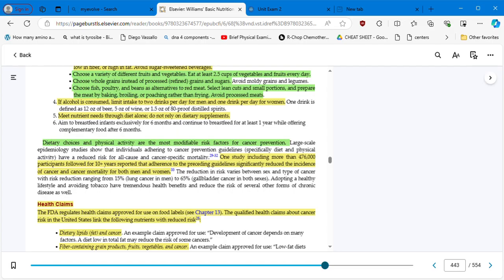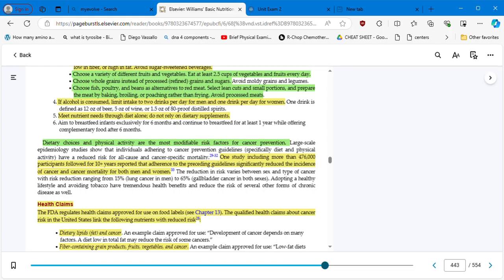Number four, if alcohol is consumed, limit intake to 2 drinks per day. I totally disagree with that. You are authorizing an adult to get 14 glasses of alcohol in a week, which is huge. And then 1 drink per day for women, 7 glasses of alcohol in a week. That's a lot. It doesn't matter what type. Still, alcohol is not good for you.